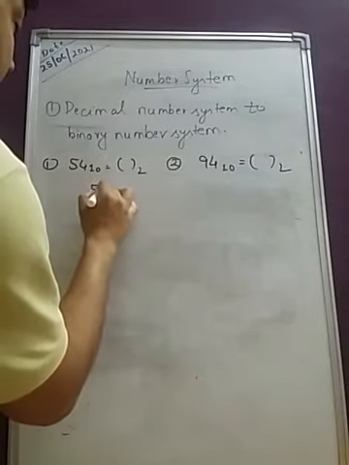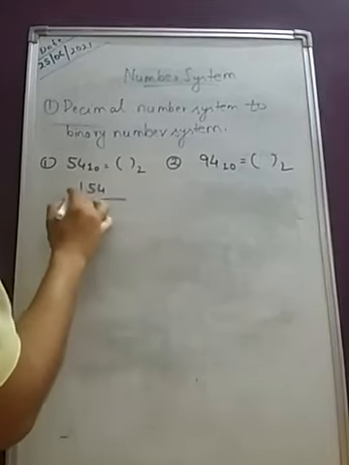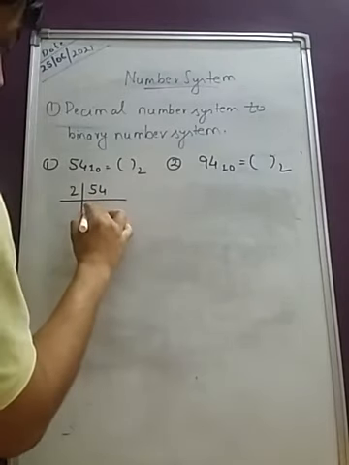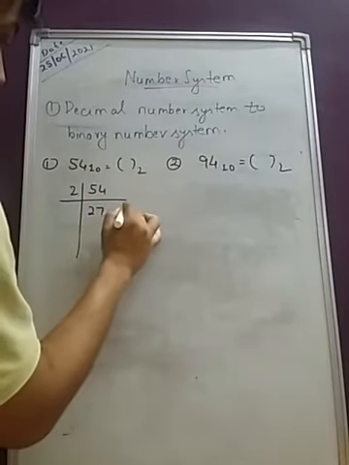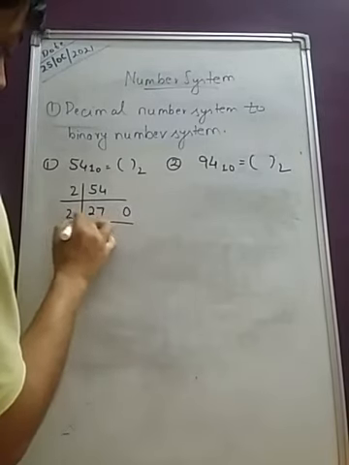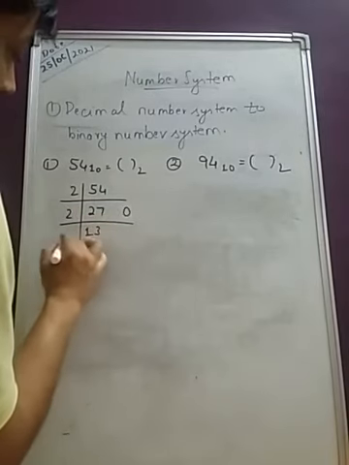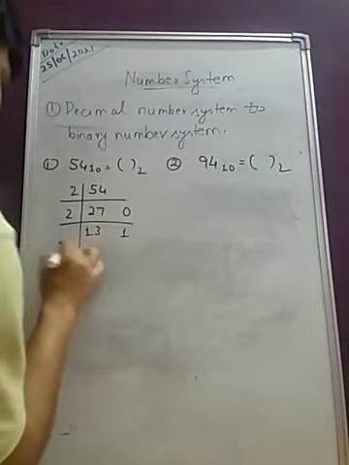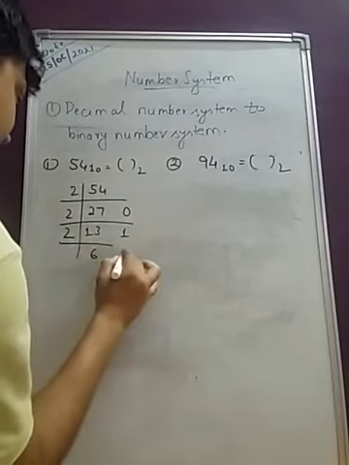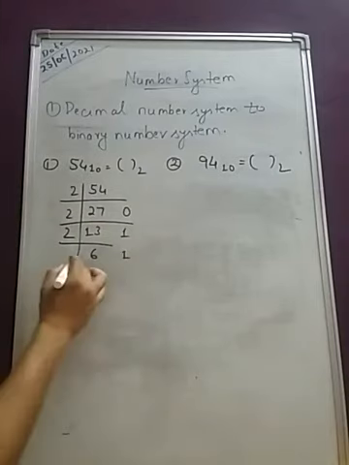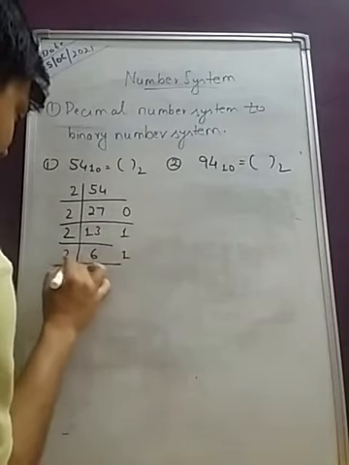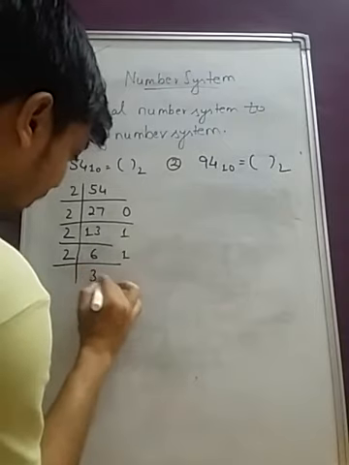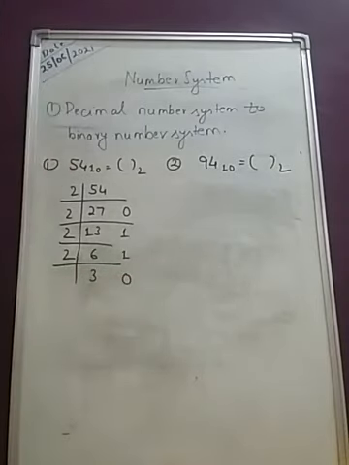If 54 is the number, you will start dividing it by 2. 27 will be the quotient and 0 will be the remainder. In the next step, you will get 13 and the remainder will be 1. Again in the next step, you will get 6, and again 1 will be the remainder. Next, 2 goes into 6 giving 3 as the quotient, and 0 will be the remainder.